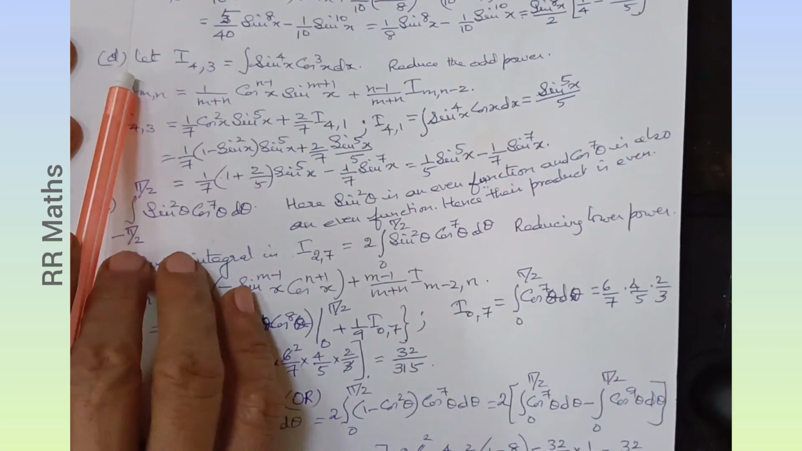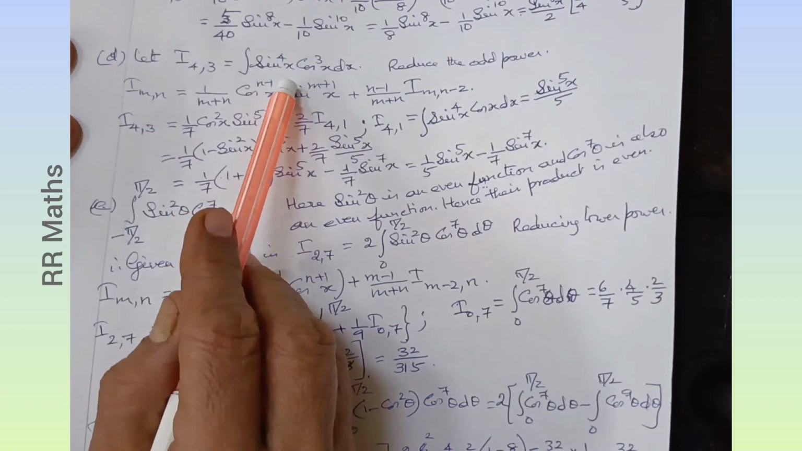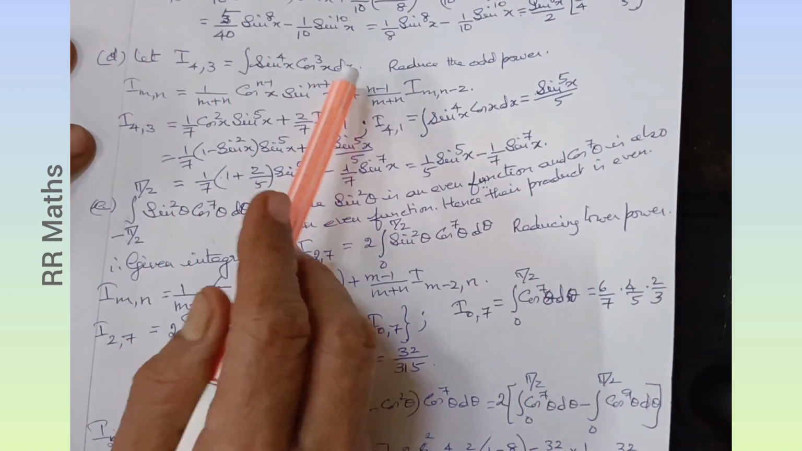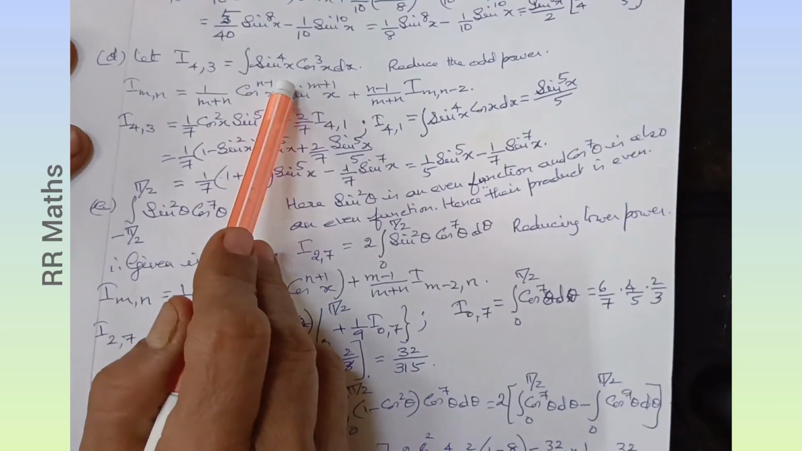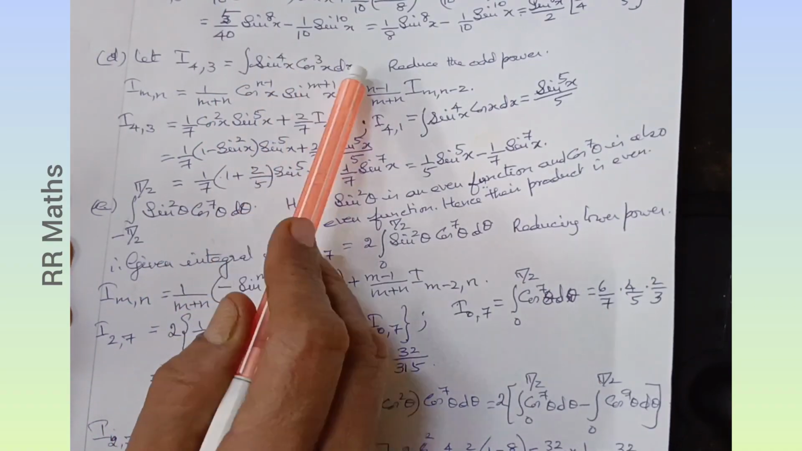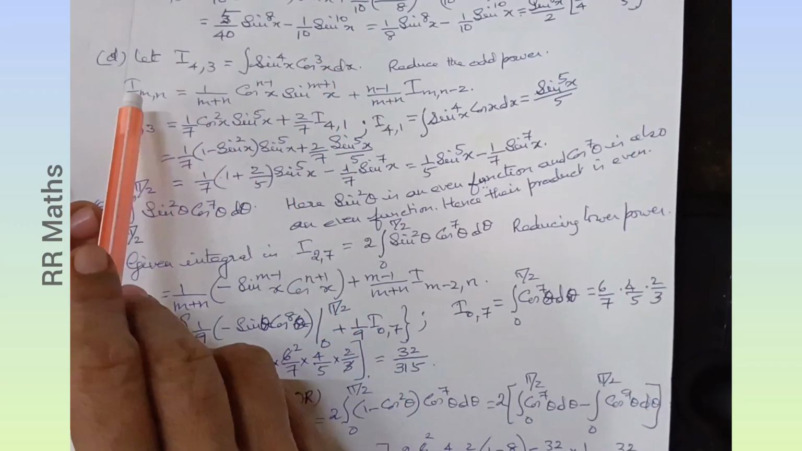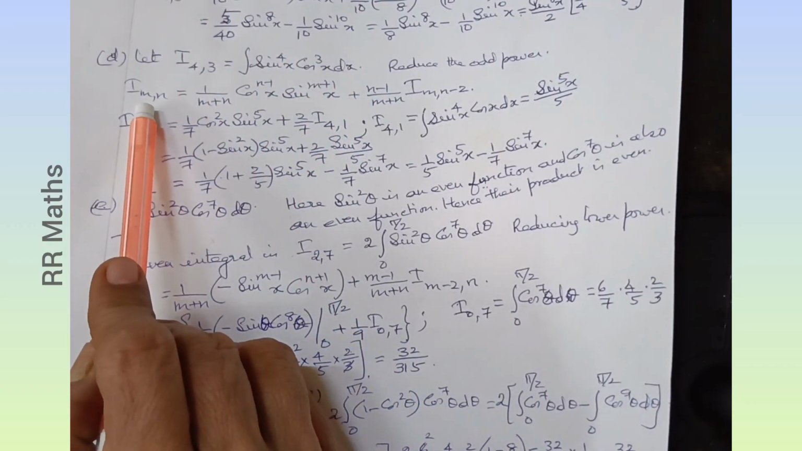We'll now continue with the problems. Evaluate the integral of sine to the power of 4x cos cube x dx. I will call it I(4,3). Again, I'm going to reduce it using the lower power, which is the odd power here, 3. So I(m,n), that is for the cos term, you will use the formula which is reducing the cos term.